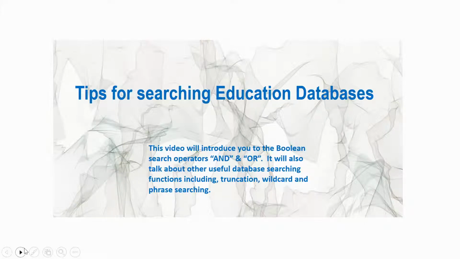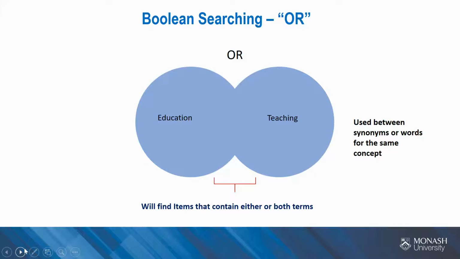Let's take a look at the OR operator and how that functions in your searches. Connecting terms using OR retrieves items that contain either or both terms. OR expands and broadens your search and you get more results. It's used to join terms for the same concept. So for example, the terms teaching and education are different words we have identified but for the same concept. So we use the word OR to join them when searching in the database.